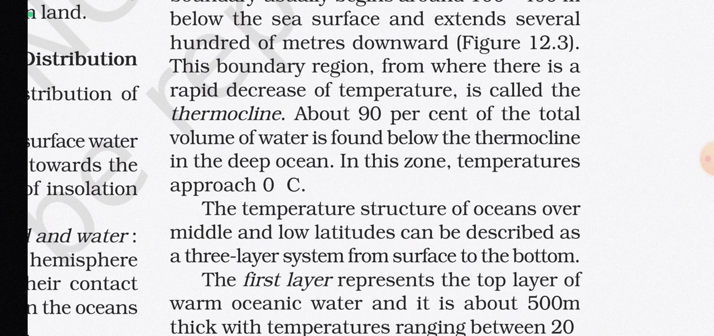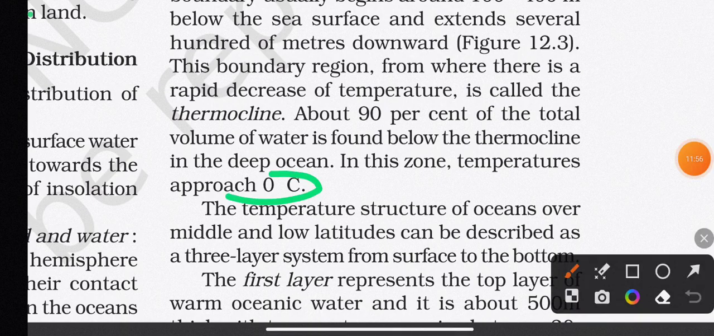ठीक है, तो thermocline क्या करते हैं? The boundary region from where there is a rapid decrease of temperature is called a thermocline. About 90% of the total volume of water is found below the thermocline in the deep ocean. In this zone temperatures approach 0 डिग्री सेल्सियस. तो thermocline जोन में टेम्परेचर 0 डिग्री में रीच हो जाता है और यहाँ पर 90% of the total volume of water is found below the thermocline.